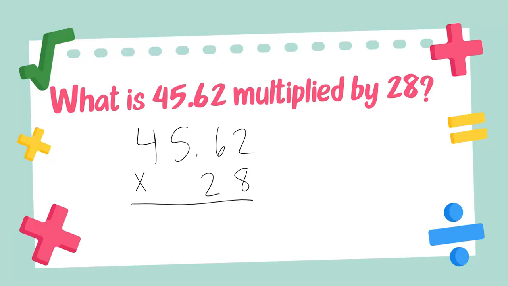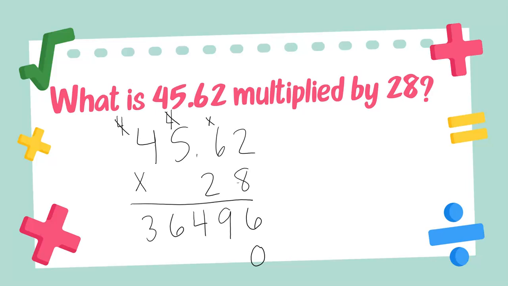Okay, 8 times 2 is 16. Carry the 1. 8 times 6 is 48, plus 1 is 49. Put down the 9, carry the 4. 8 times 5 is 40, plus 4 is 44. Carry the 4. 8 times 4 is 32, plus 4 is 36. Now, just like we did in multiplying whole numbers, we will put a placeholder 0 as we go to the next place value and the next row.